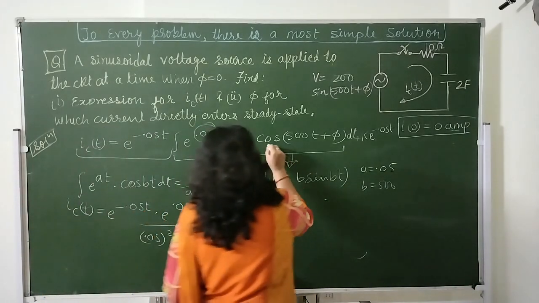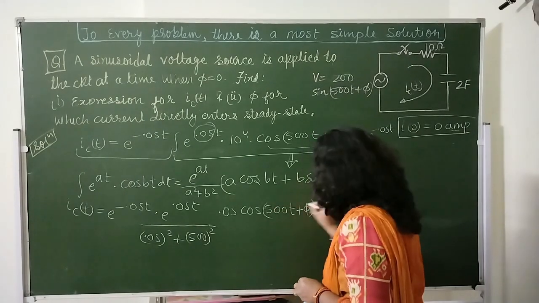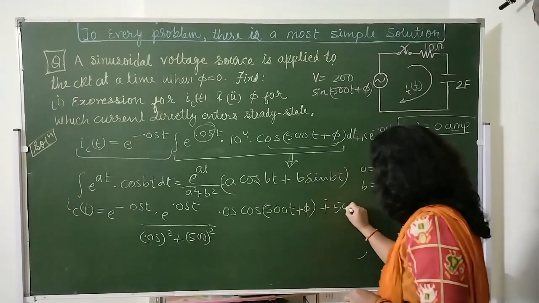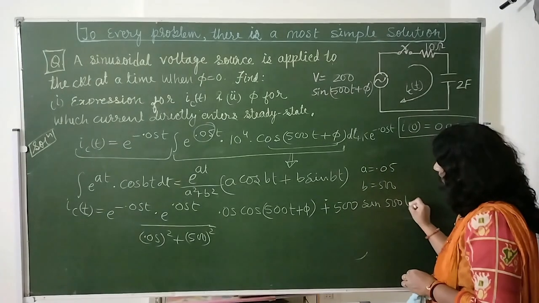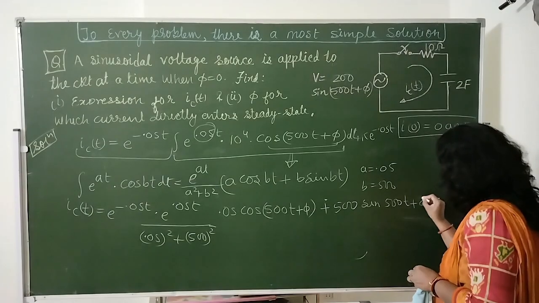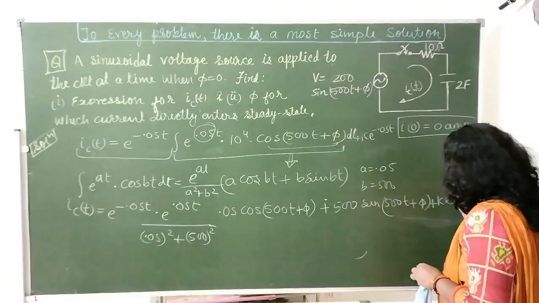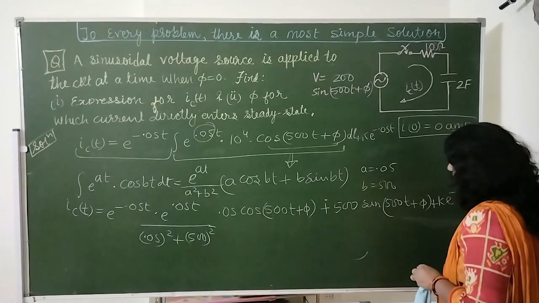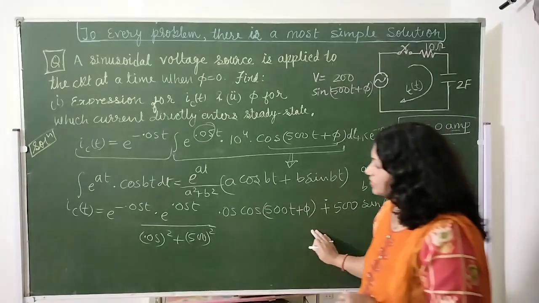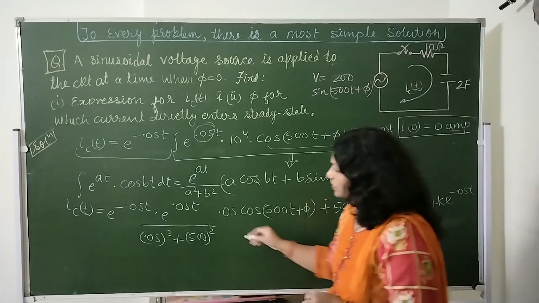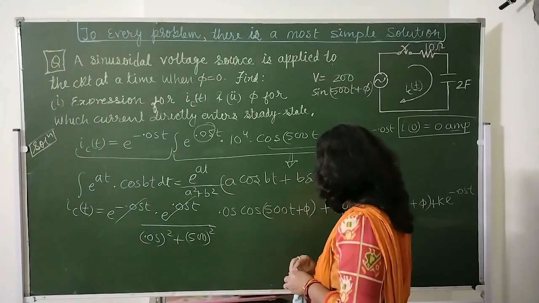Write down this phase angle along with this: plus 5, plus b, 500 sin(500t plus 5), plus k e to the power minus 0.05t. Now we will simplify this transient current expression. This will be cancelled and will become 1.